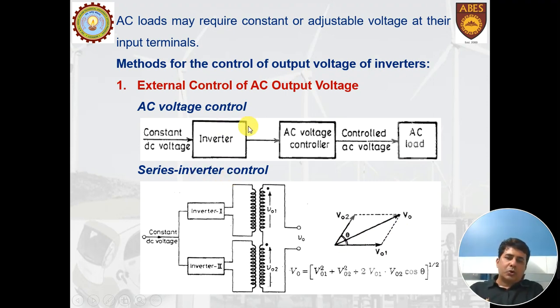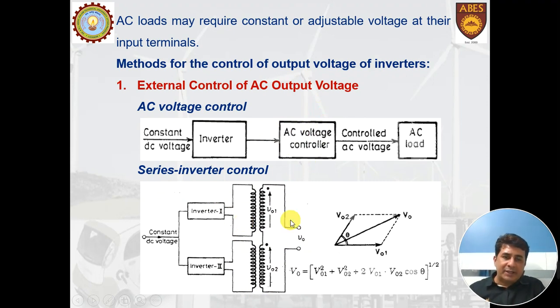Both of these controls require additional devices. And when you are using additional devices, you are investing more, so the scheme becomes expensive. You are also giving room for more losses, because the losses will also occur in the AC voltage controller, or if you are using a series inverter, then this will have losses. So you are reducing the efficiency as well.